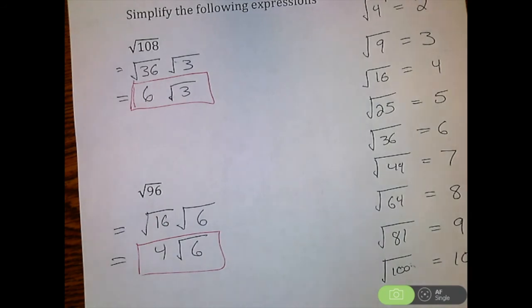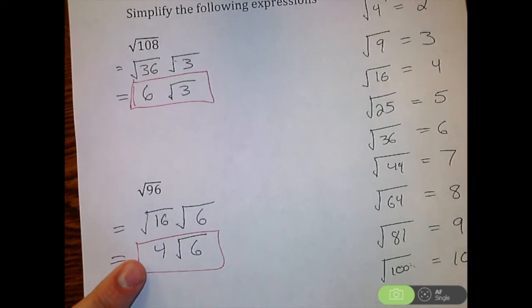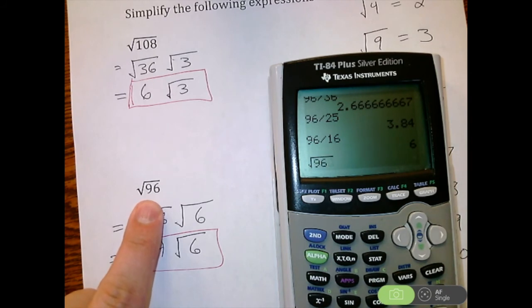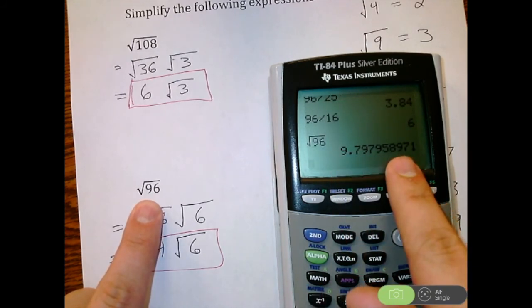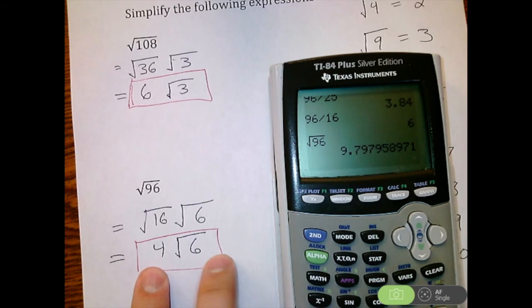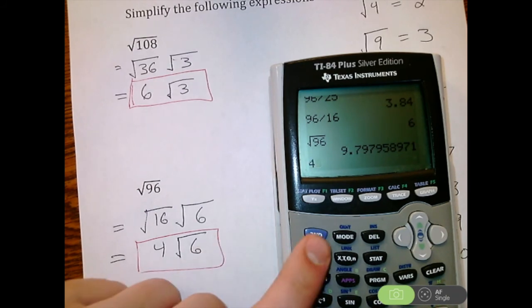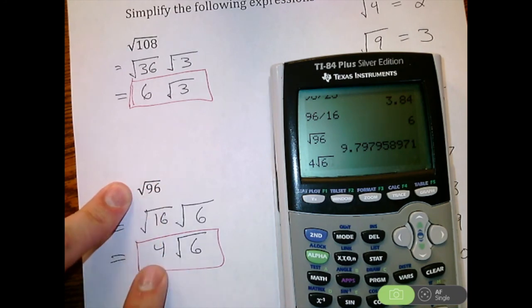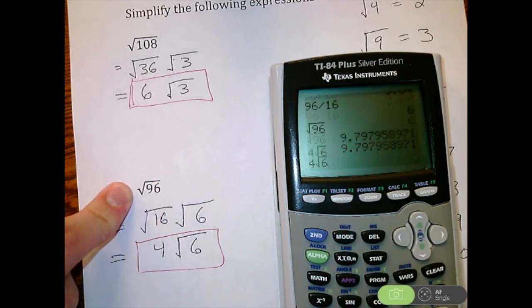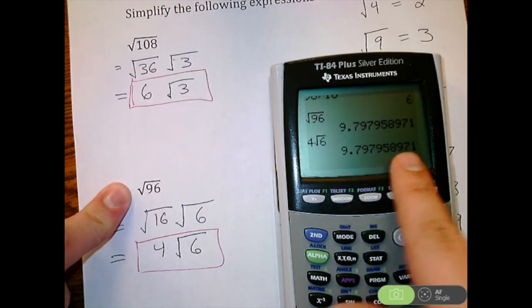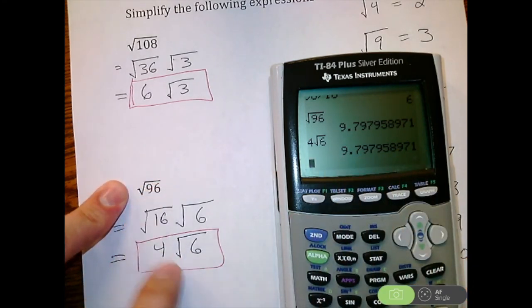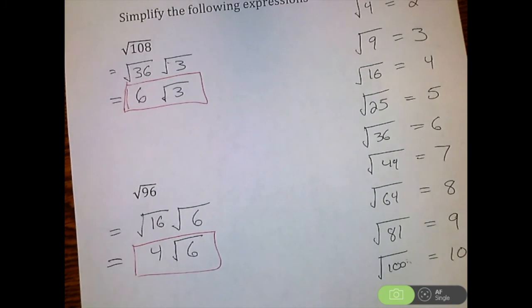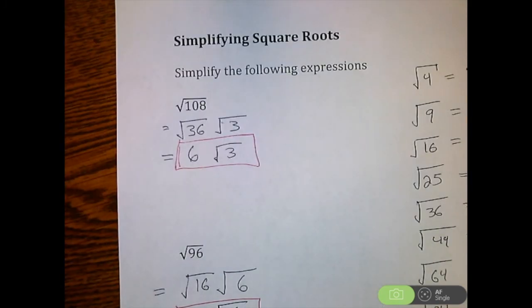A quick thing you can do to check, if you're not sure whether you're right, is type into a calculator the square root of 96. I get this decimal here. Now check this out. I'm going to type in 4 square root of 6. These are supposed to be the same, so I should get the same decimal, and I do, the exact same decimal. That's how I know these are my correct answers. And that was simplifying square roots.